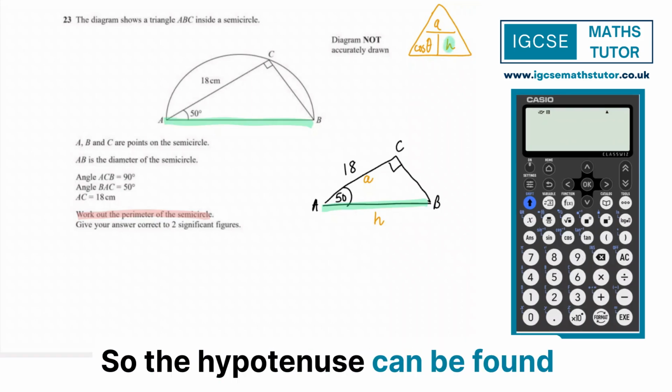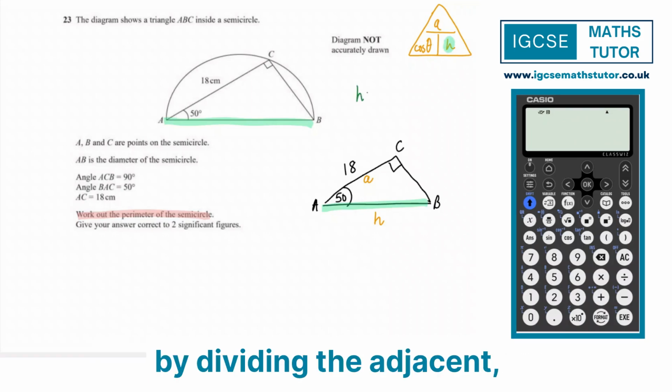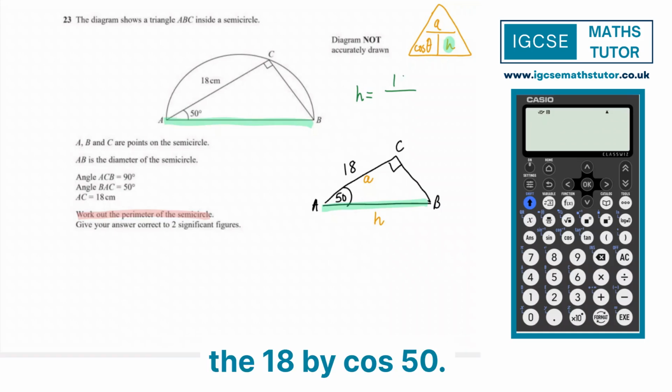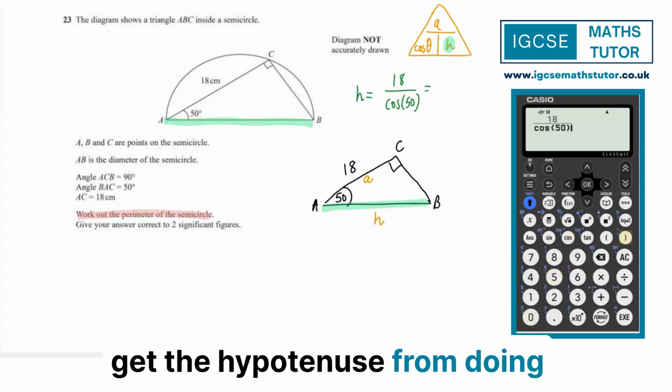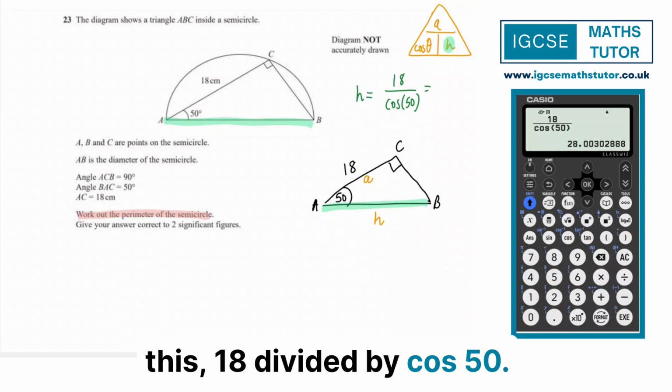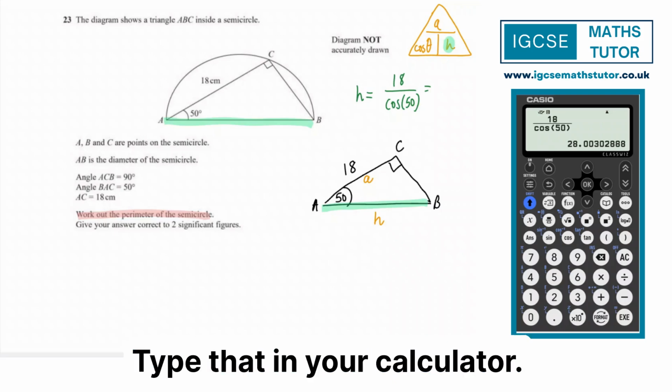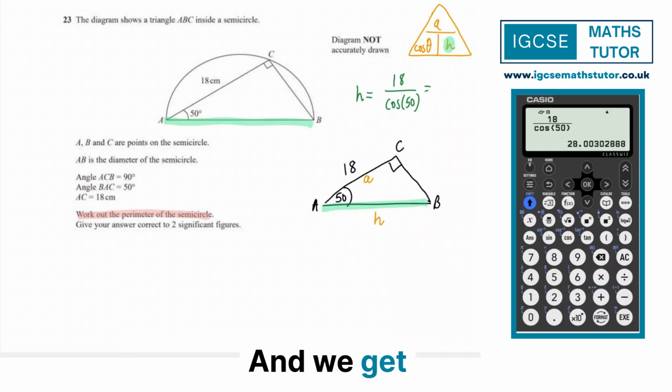So the hypotenuse can be found by dividing the adjacent, the 18, by cos 50. And straight up, we're going to get the hypotenuse from doing this. 18 divided by cos 50. Type that in your calculator. And we get 28.000. So I'm going to feel okay using 28.